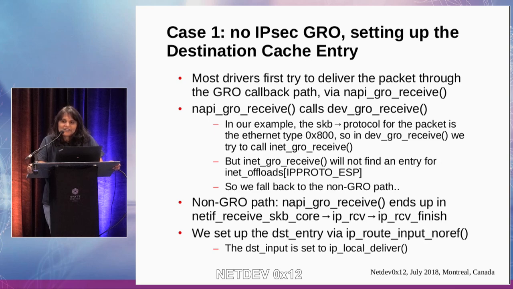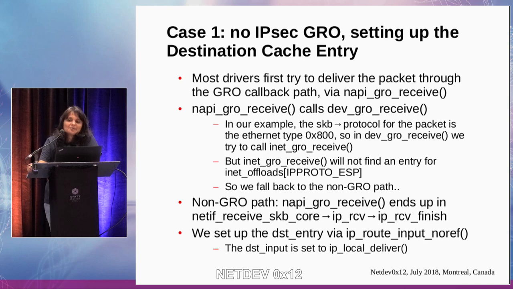So now inet GRO receive tries to see if there is an offload point, an array of indirections, right? So it looks in that table to see if there is an offload enabled. We have not enabled GRO, so our inet offloads for ESP will be null. So then we fall back to the slow path. That means we go through all the IP processing and we end up in IP receive finish.